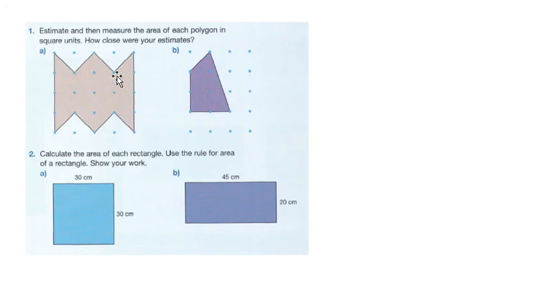Let's do a little bit of review now from the past. Number 1, estimate and then measure the area of each polygon in square units. How close were your estimates? Because here it's in dots, we're going to measure and say that between every dot, start point to end point, that's 1 unit. So if I looked at this whole structure, I could say from here to here is 1, here to here is 2, here to here is 3, and here to here is 4. So I have 4 units along the top. So my width is 4 units.